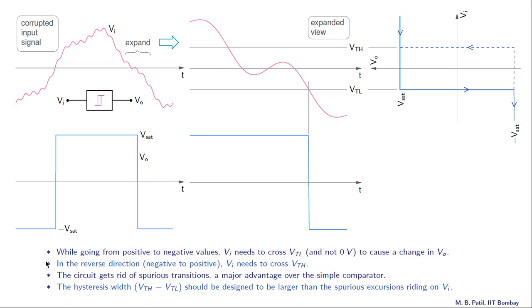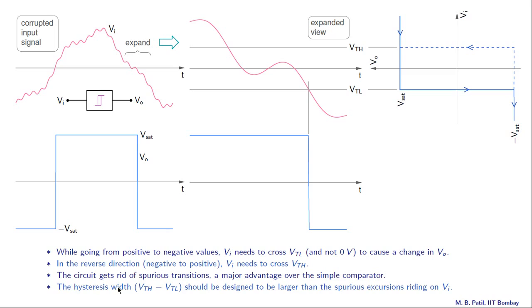Let us summarize. While going from positive to negative values, Vi needs to cross VTL and not 0 volts to cause a change in VO. So Vi going from positive to negative, it has to cross this point, which is VTL, and only then a change in output will happen. In the reverse direction, negative to positive, Vi needs to cross VTH. Negative to positive, so we are going like that, and now we have to cross this level VTH for the output to change.